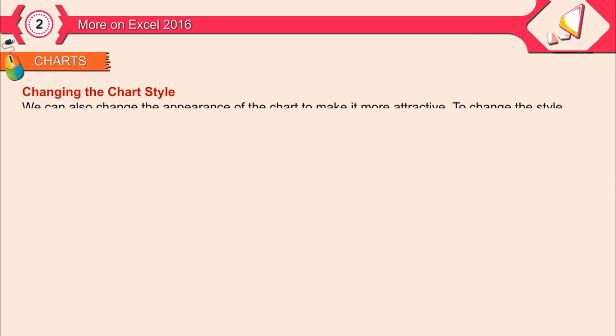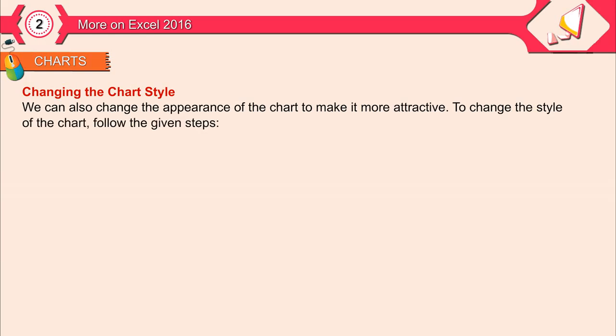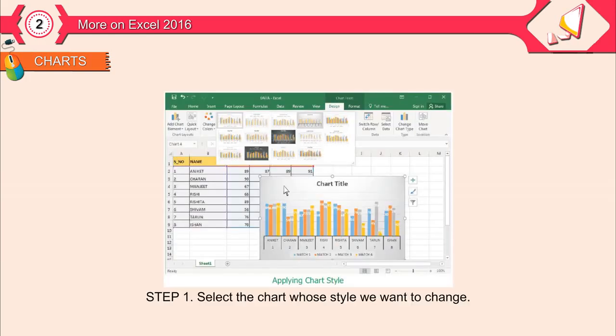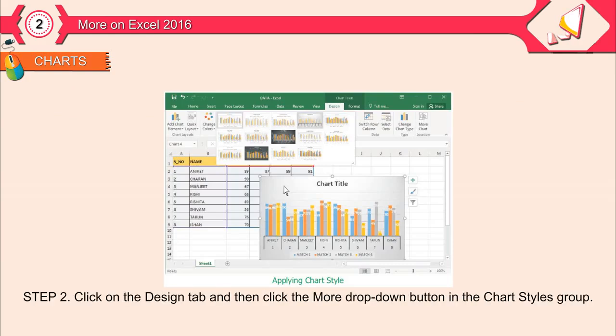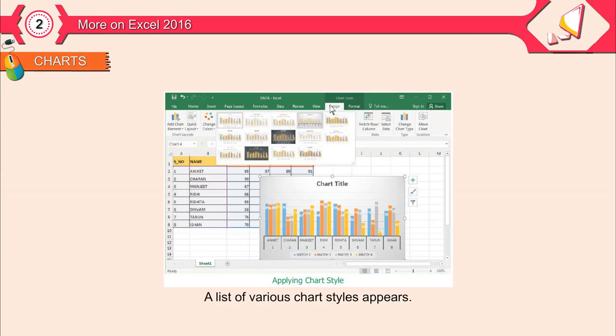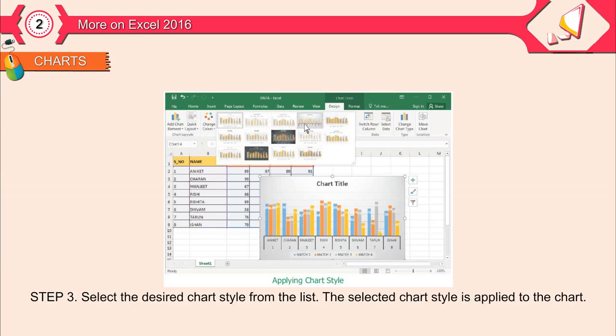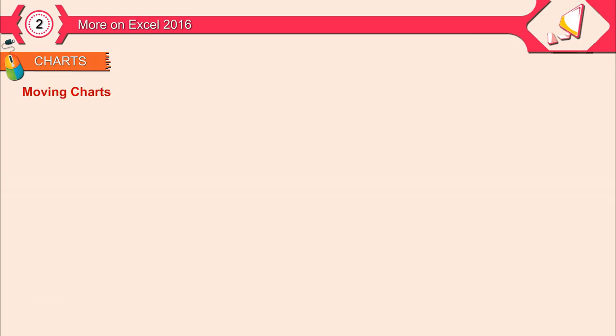Changing the chart style. We can also change the appearance of the chart to make it more attractive. To change the style of the chart, follow the given steps. Step 1. Select the chart whose style we want to change. Step 2. Click on the Design tab and then click the More drop-down button in the Chart Styles group. A list of various chart styles appears. Step 3. Select the desired chart style from the list. The selected chart style is applied to the chart.